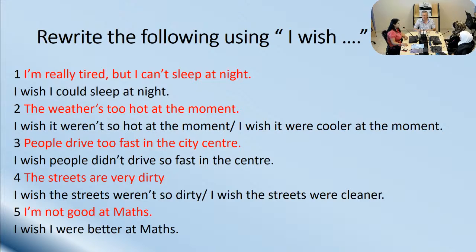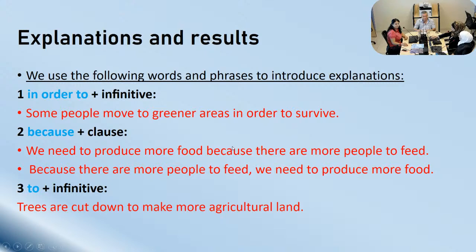Thank you, Ms. Hiba. Next slide, please, Ms. Mahai. Yes, we're going to talk about explanations and results. We use the following words and phrases to introduce explanations. The first one is in order to, and it's followed by an infinitive verb. Some people move to greener areas in order to survive. Survive is the infinitive. The next one is because, and it's followed by a clause.